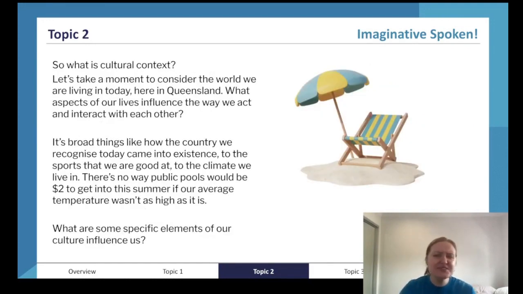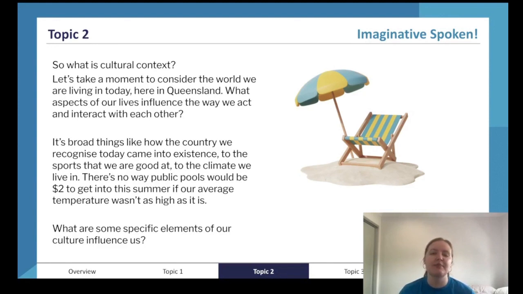All right. So let's talk about cultural context. We've mentioned it a few times already in the session today. We talked about it in the criteria of the previous assessment task, and it is a massive piece of this as well. So let's take a moment to consider the world we're living in today here in Queensland. What aspects of our lives influence the way that we act and interact with each other? There are broad things and there are much more specific things.